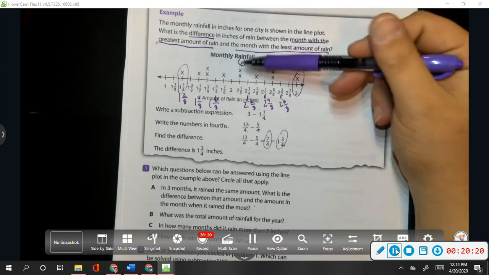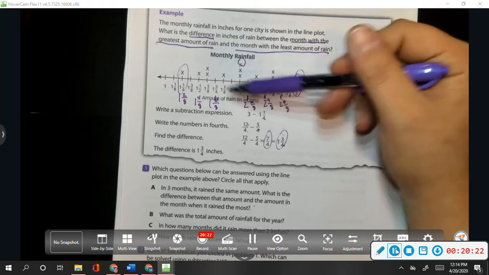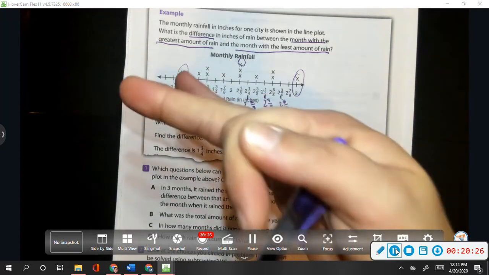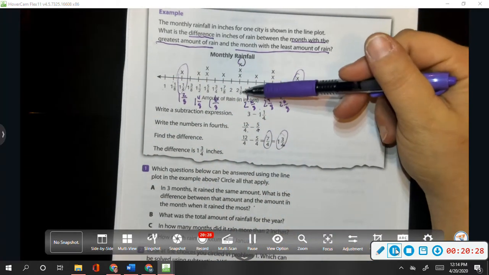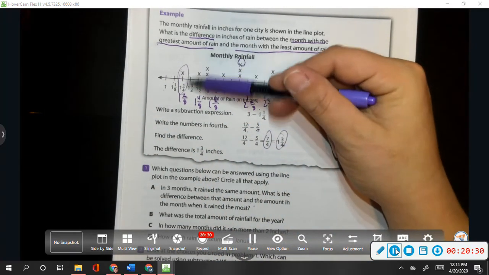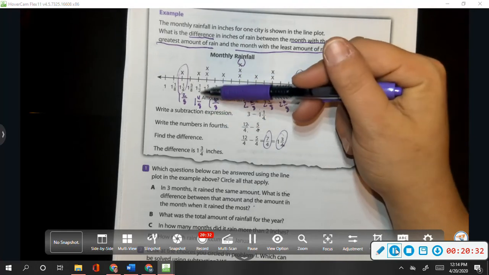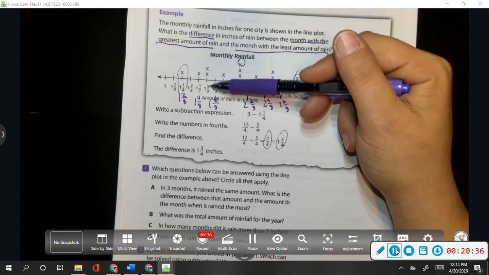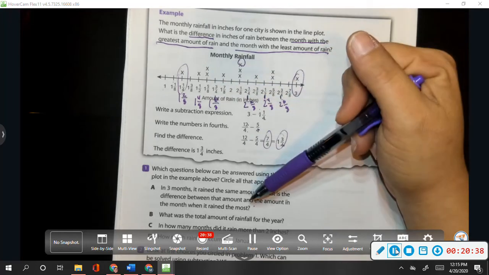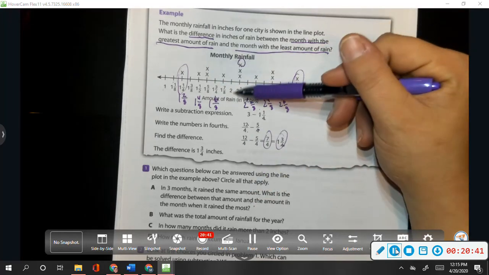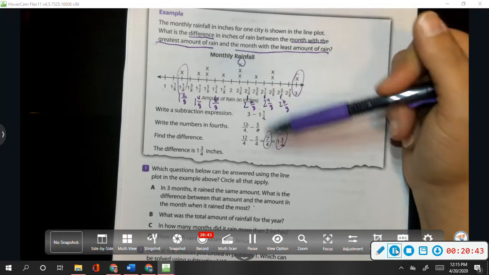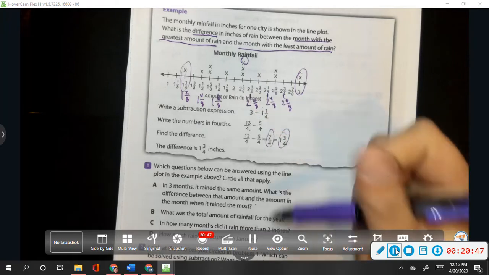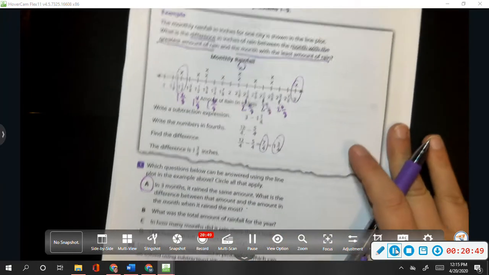So if each of these X's were a month, we need an amount of rainfall that had 3 months that had the same. So it wouldn't be 1 1/4 because it only had 1 month. It wouldn't be 1 1/2 because it only had 1 month. It wouldn't be 1 5/8 because it only has 2. We want 3, so we're going to go all the way to 2 1/8. And so we can solve that because that information is true. So we're going to circle it.